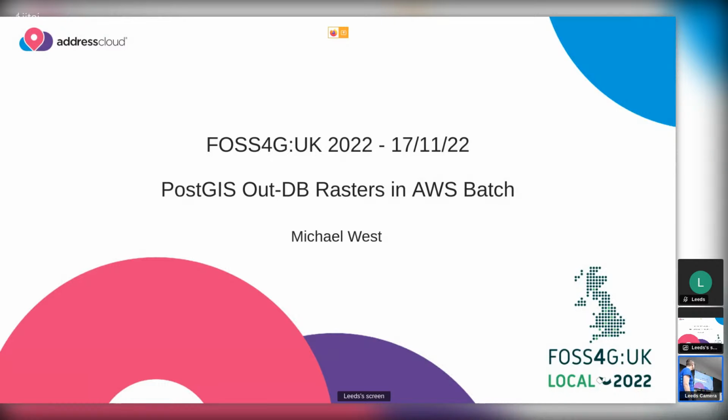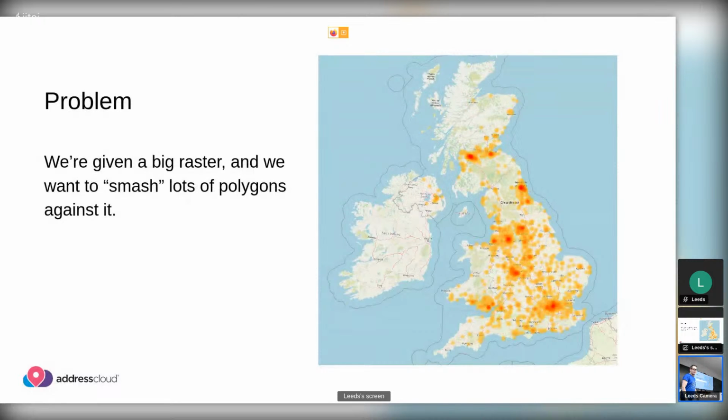So I'm going to talk about PostGIS rasters in AWS Batch. So let's start. Imagine the problem. You're given a big raster, and we want to smash lots of polygons against it. We're going to try and solve this problem today. I'm going to tell you what I mean by smashing lots of polygons.